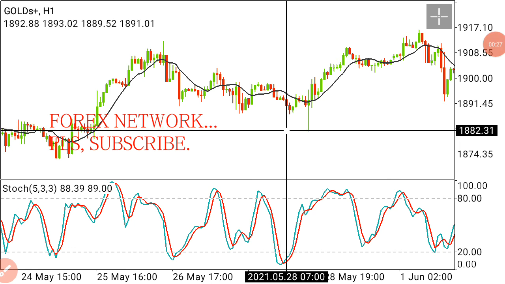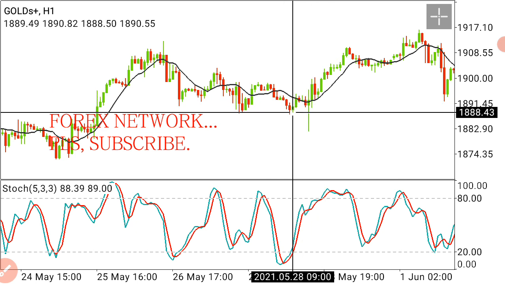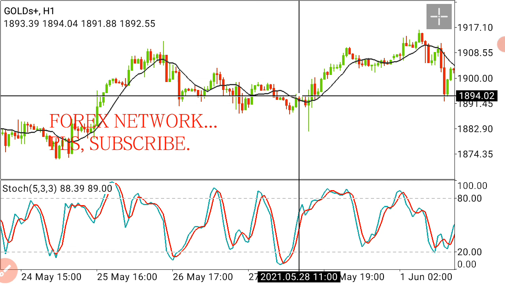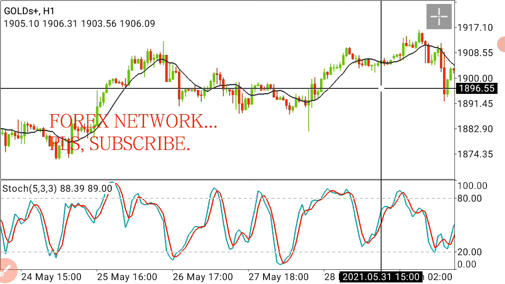So what do you want to see? Here it is already at the 20 level, which is the oversold level. So what I want to see is the rejection from the moving average. You want to see the candlestick start forming above the moving average, showing signs of rejection, which happened around this level. And of course, you can then buy this particular market.